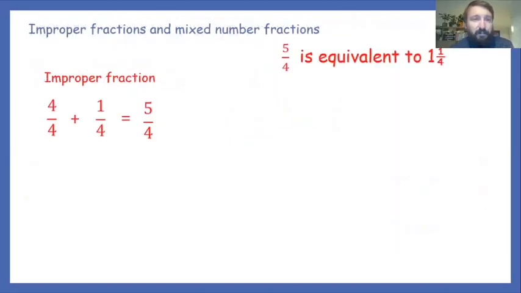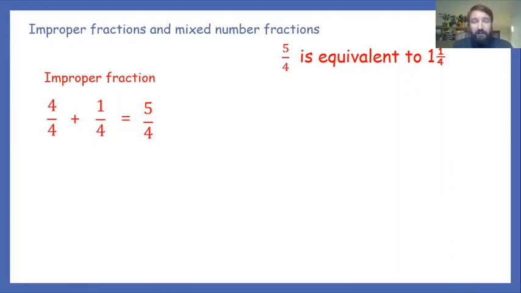Okay, now improper fractions and mixed number fractions. I hope you can see that bit there. So this improper fraction, 5/4, is equivalent to, let me just move the video, I'm not sure if you can see that. Here we go, that's better. 5 quarters is equivalent to 1 and 1/4. Now, what does that look like? So this 1 1/4 is known as a mixed number fraction. So we've got our 5 quarters, which is an improper fraction, and then we've got a 1 1/4, which is our mixed number fraction.